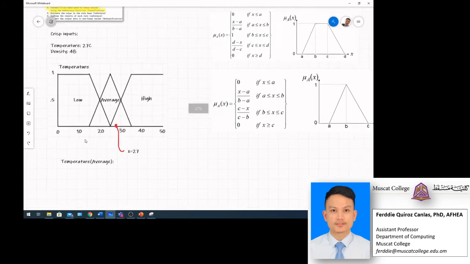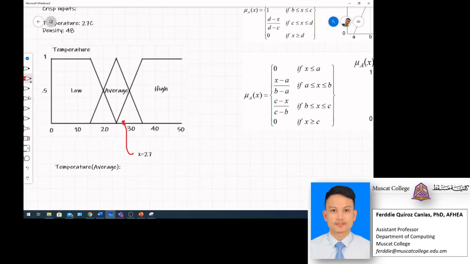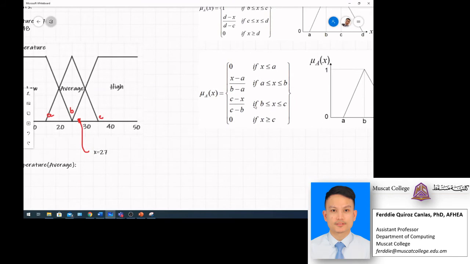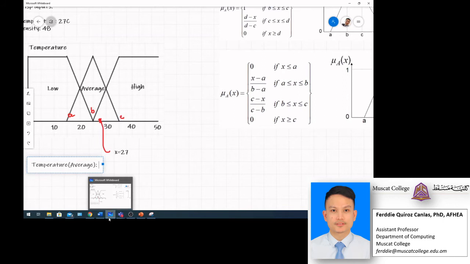Let me put a note here so that you will see. This is A. This is B. This is C. So our X is located between B and C, this one. So we're going to use the formula C minus X over C minus B. So it will be C minus X divided by C minus B. Let me close it with a parenthesis.